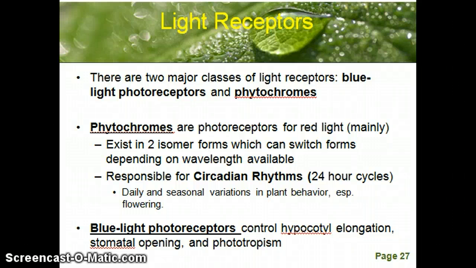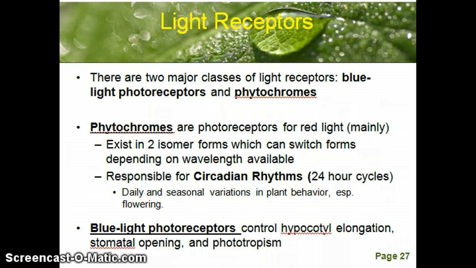So this is part 3 in our lecture on chapter 39 for unit 5 on plant physiology. And we left off on light receptors. So just to review that, we have two major classes of light receptors. We have the blue light photoreceptors, and we have the red light, which are the phytochrome photoreceptors. And the phytochromes can exist in two different isomer forms that can actually switch from one form to the other depending on the wavelength available.